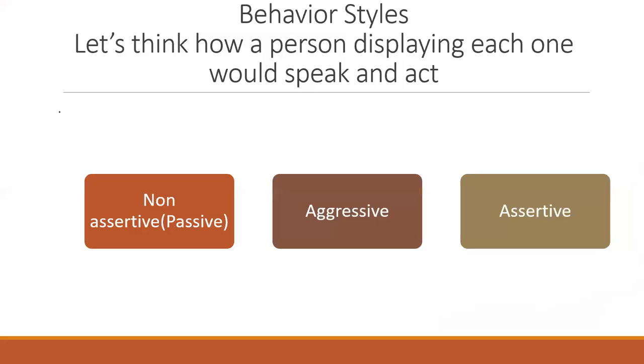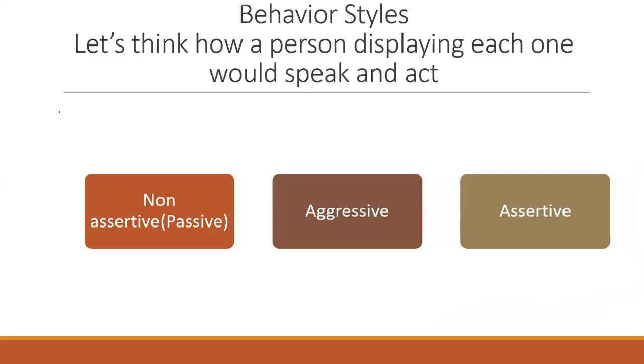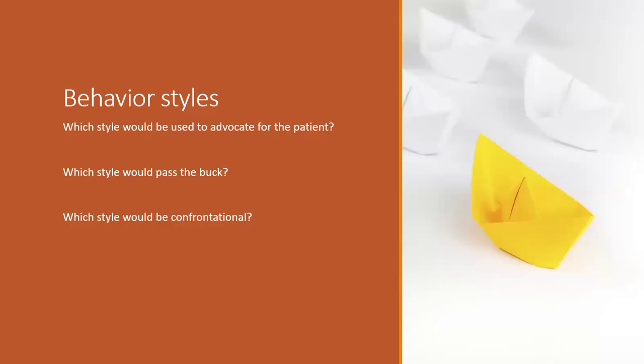Which one is it? We're looking to say which one is non-assertive, aggressive, and then assertive. The first one is, which style would be used to advocate for the patient? So we are looking out for the patient. We are calling that doctor back in or letting them know that the patient wants to speak with them again. They can do it over the phone. They may even do a video conference. Which one is that? Assertive.